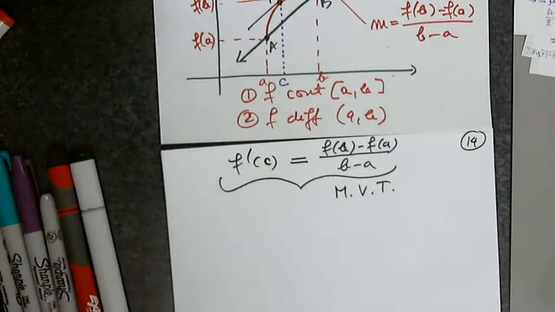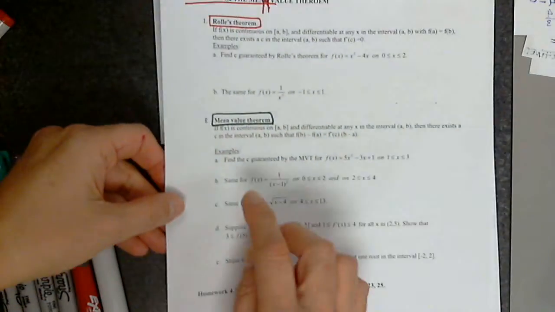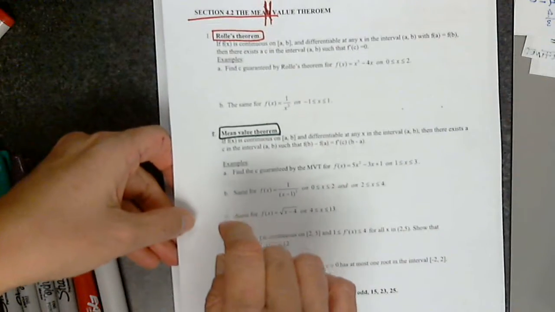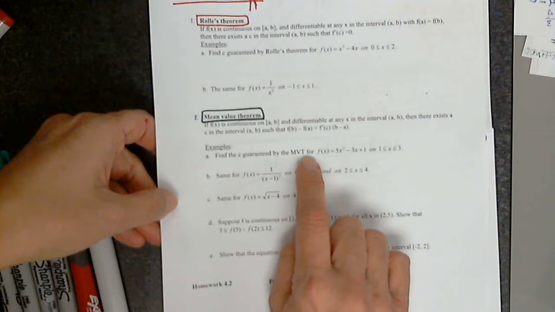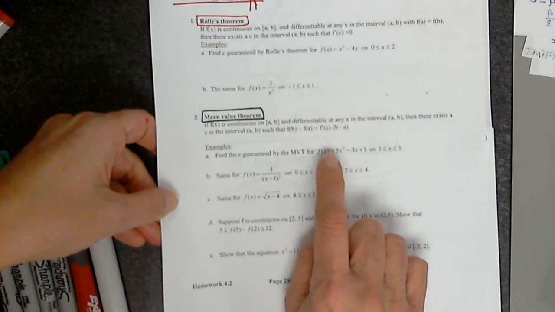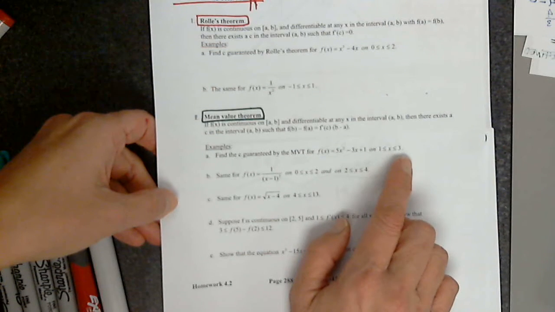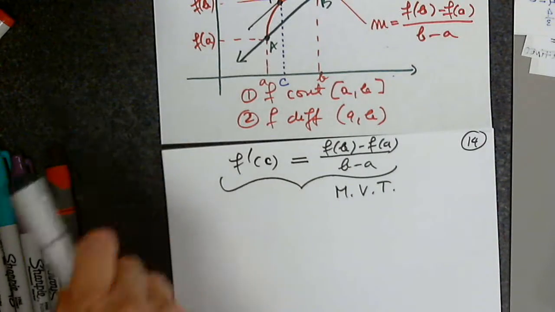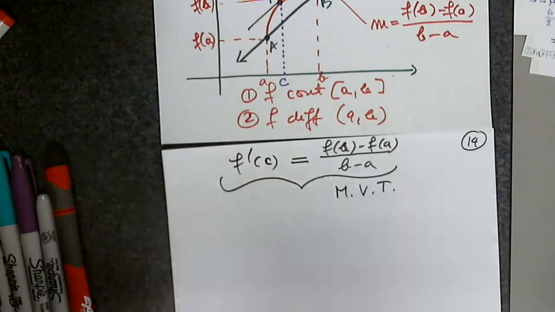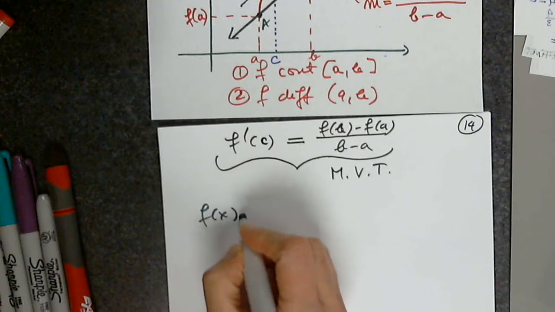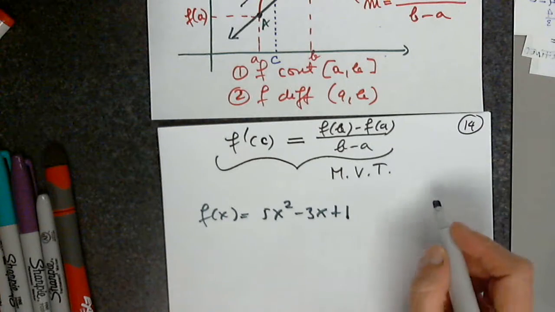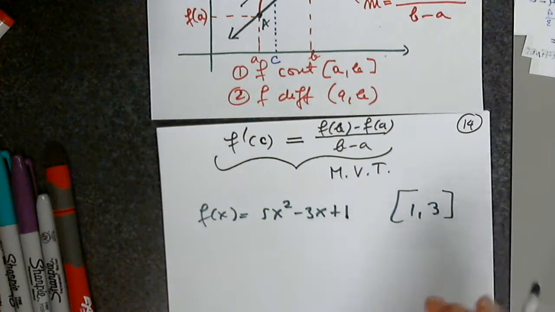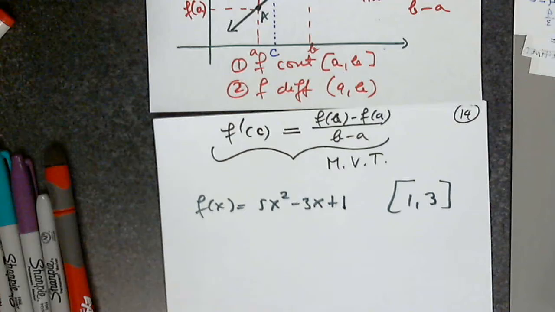Good. So let's look at a couple of applications here. I know I have 20 minutes, I think. Find C guaranteed by the mean value theorem for f of x equals this on the interval 1, 3. So we're given f of x equals 5x squared minus 3x plus 1 on the interval 1, 3. So it says find the C that is guaranteed by the mean value theorem.